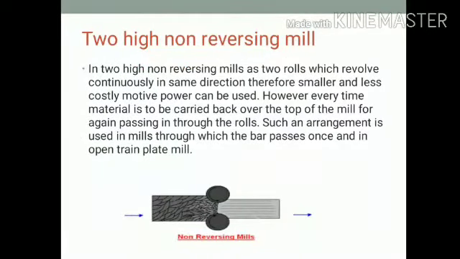The second type of 2 high rolling mill is the 2 high non-reversing mill. In 2 high non-reversing mills, the two rolls revolve continuously in the same direction. Therefore, small and less costly motive power can be used. However, every time the material has to be carried back over the top of the mill for passing through the rolls again. Such an arrangement is used in mills through which the bar passes once, as in an open train plate mill.